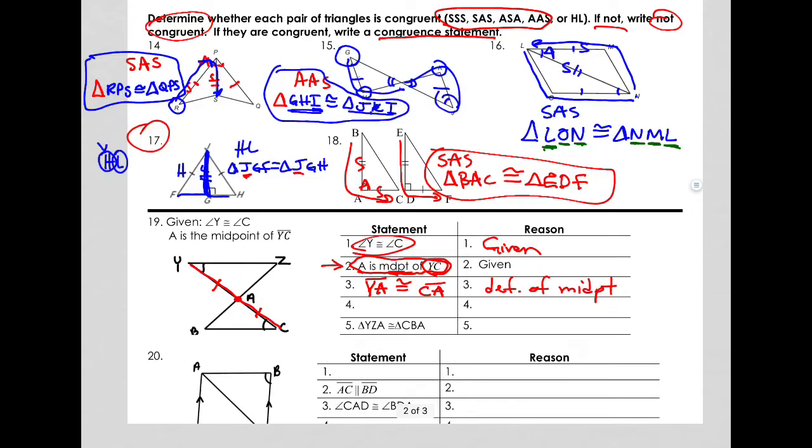So right now I have all the markings on my image that I have so far. So right now I have a pair of angles and I have a pair of sides. I need something else. So if we look at these other things that we've been marking, we don't have reflexive property where it's two sides stuck together, but we do have our good old vertical angles.